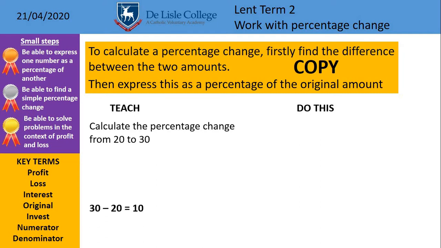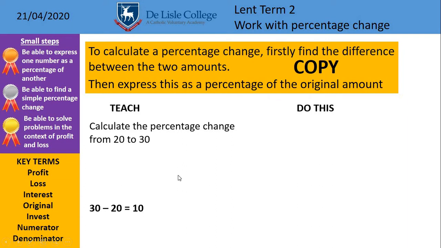So firstly then, we work out the difference between the 2 amounts, and the difference between 20 and 30, 30 subtract 20 is 10. Always take the larger number and subtract the smaller number. It doesn't matter which way round these numbers are. So 30 subtract 20, the difference is 10.